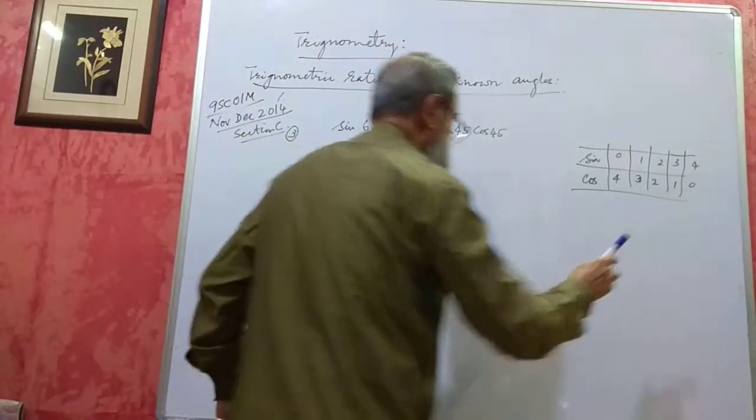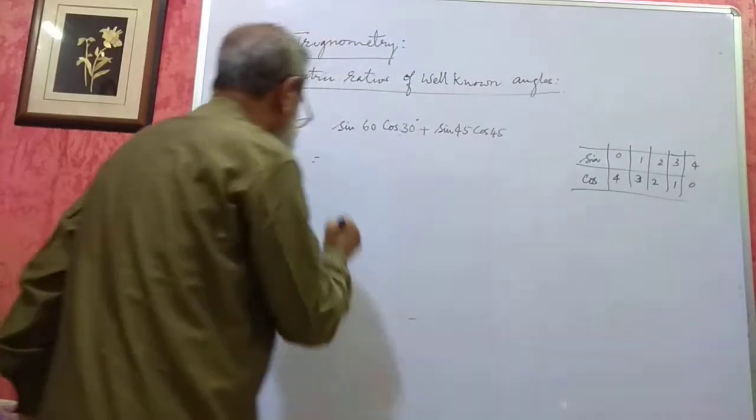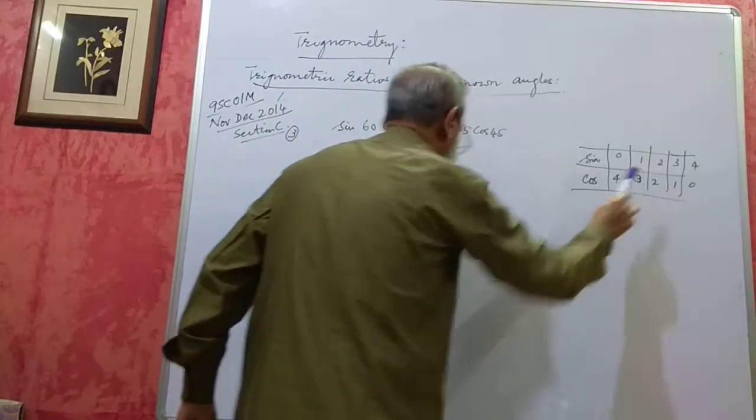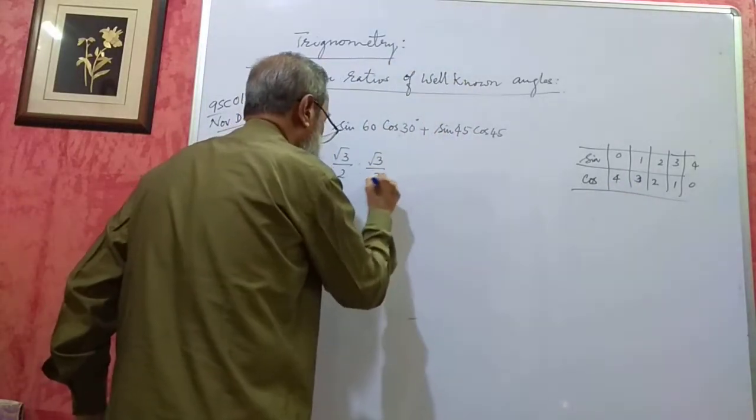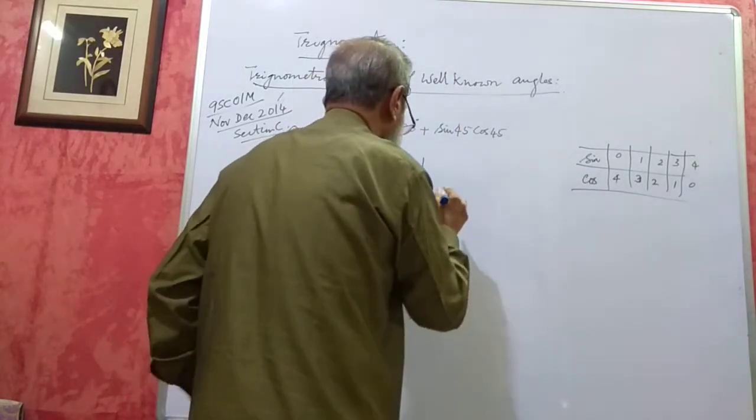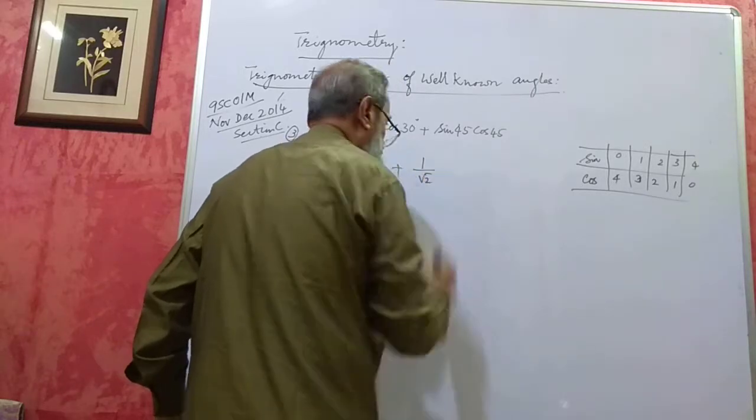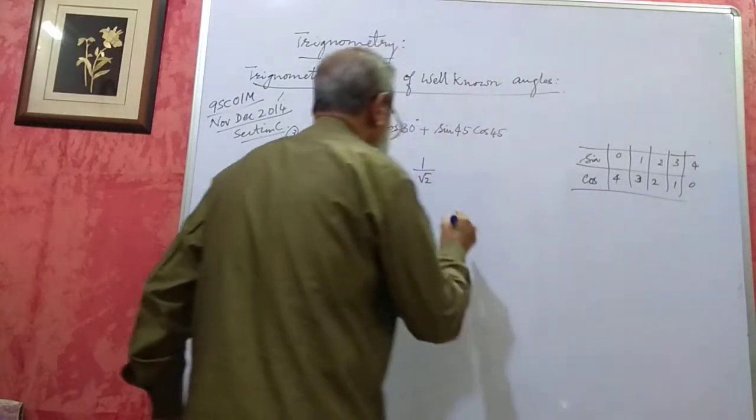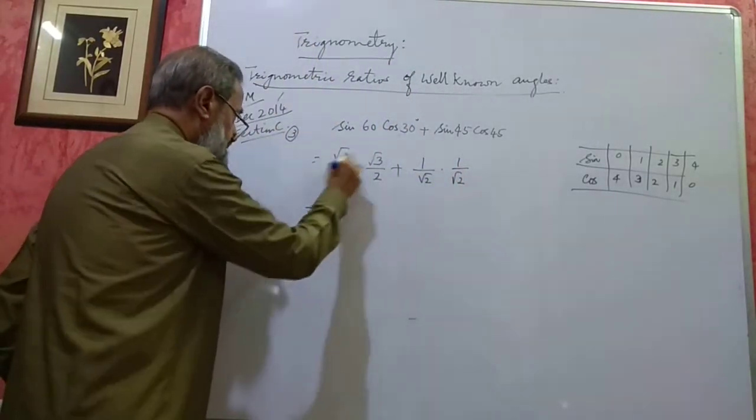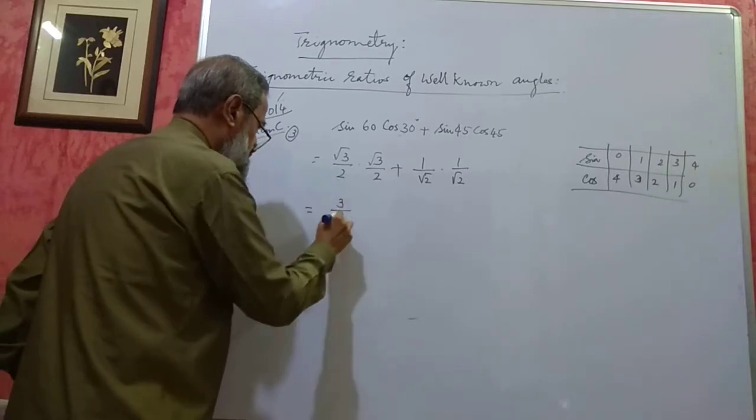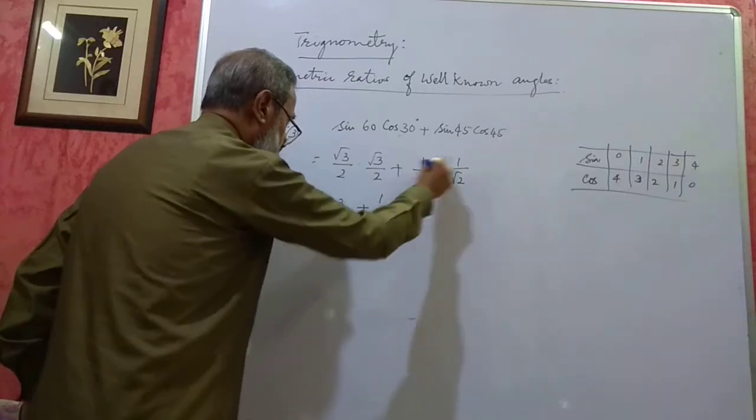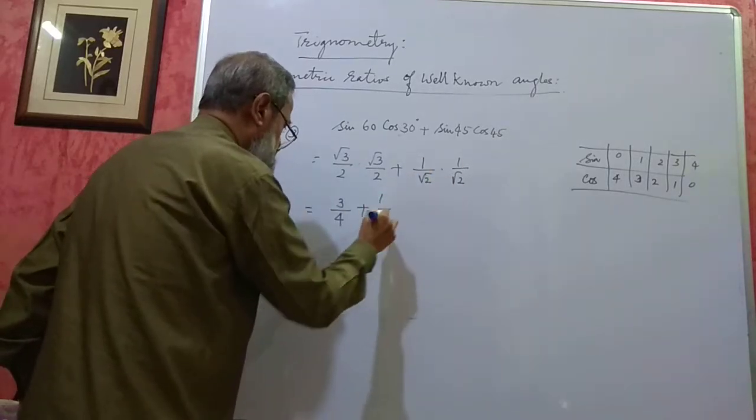Sine 60 is root 3 by 2 into cos 30, root 3 by 2, plus sine 45 is 1 by root 2, cos 45 is also 1 by root 2. So root 3 into root 3 is 3, 2 into 2 is 4, plus 1 by root 2 into 1 by root 2: 1 into 1 is 1, root 2 into root 2 is 2.